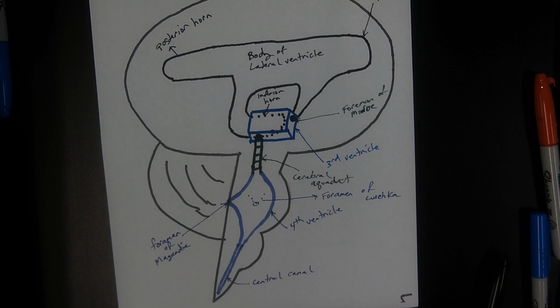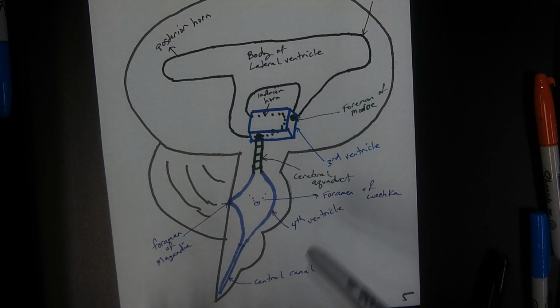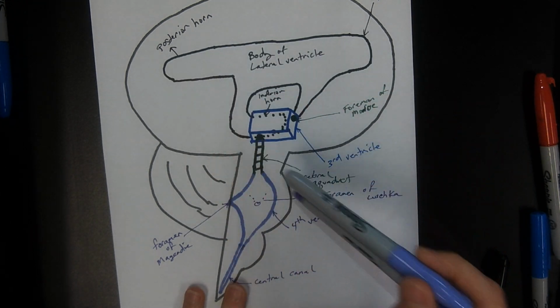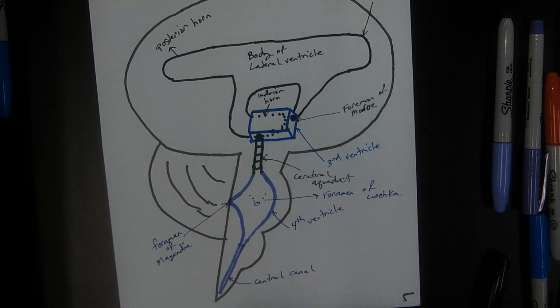Okay, questions? This is one view. I like this view because you can see the different parts of the lateral horn, and they supply different parts of the brain. So if you move on to the anterior view, missing one.